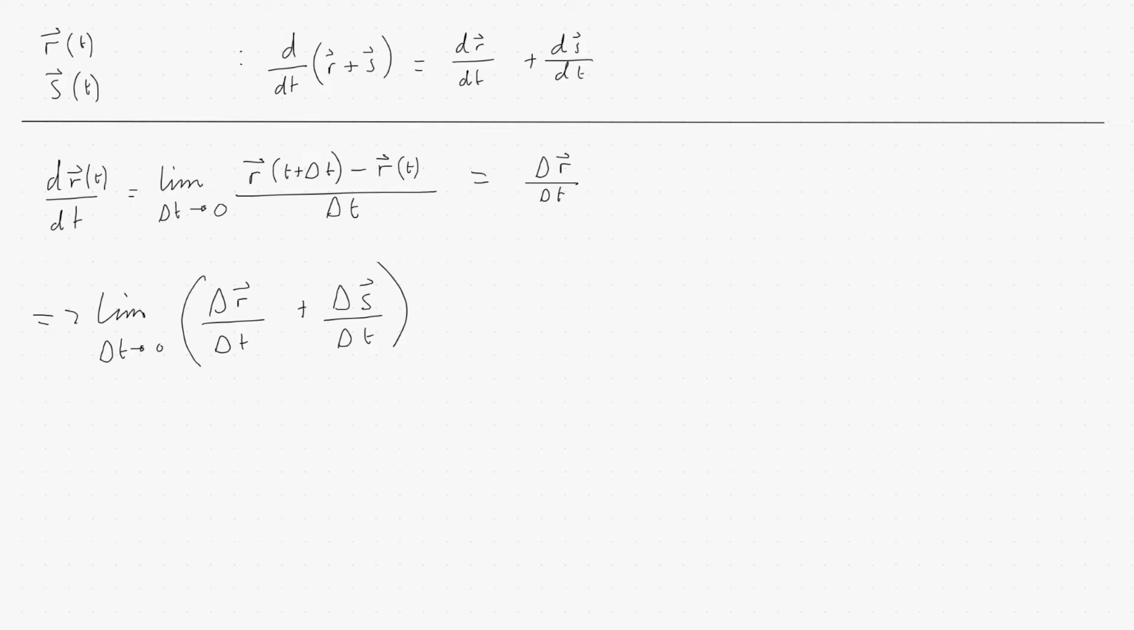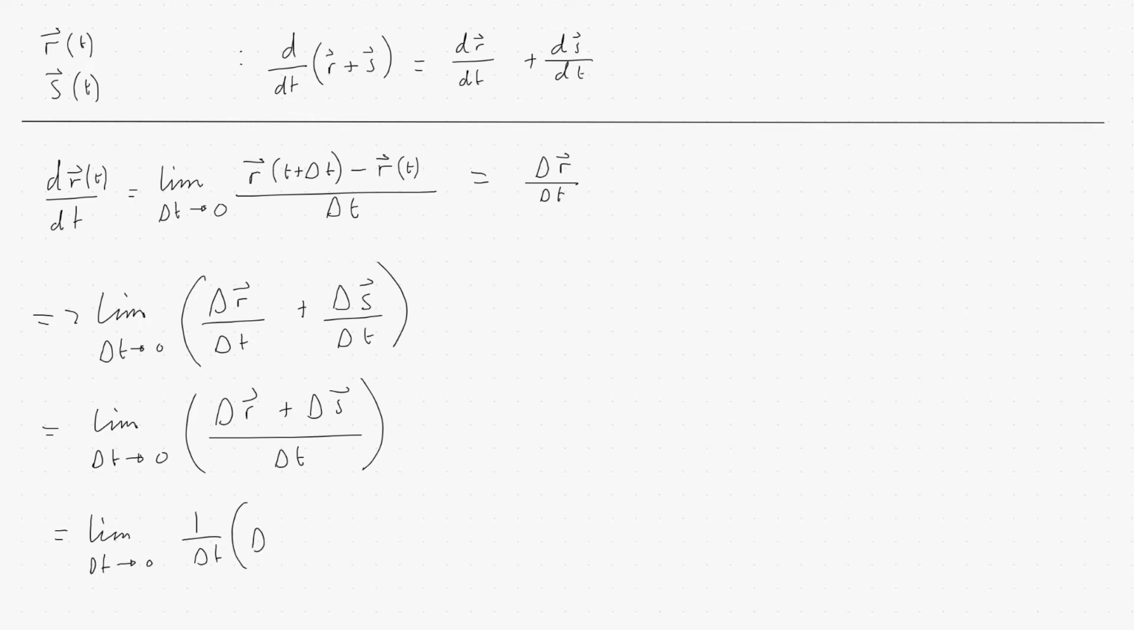And what we can do here is, as you can see, the bottom of both these fractions is the same, so we can rewrite this as the limit. You're going to have to completely excuse my god-awful writing. As the limit of delta r plus delta s all over delta t. And using this, we can simply take delta t on the outside. You're also going to have to pretend that's a delta. 1 over delta t of delta r plus delta s.